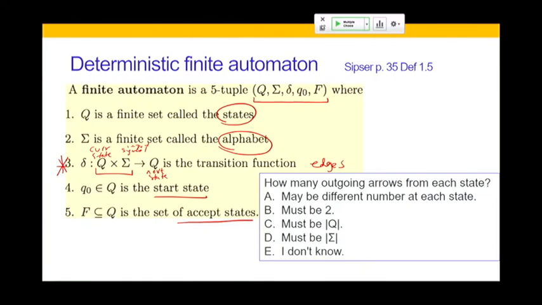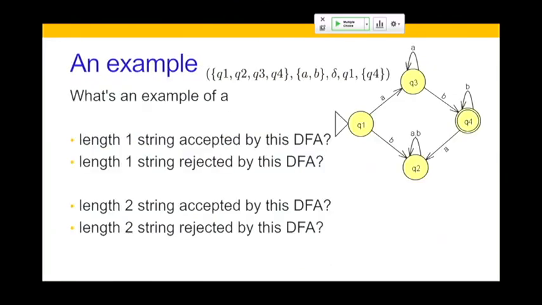So we can specify machines in 2 ways, either by drawing their state diagram or giving their formal definition. Now let's look at one of these machines and try to reverse engineer and understand why it was even built in the first place and what language it recognizes. Let's start with this machine over here. You might recognize it. It's a prettier version of this one. Think about what's an example of a length 1 string that's accepted by this DFA and a different length 1 string that would be rejected by this DFA, and do the same thing with length 2 strings.